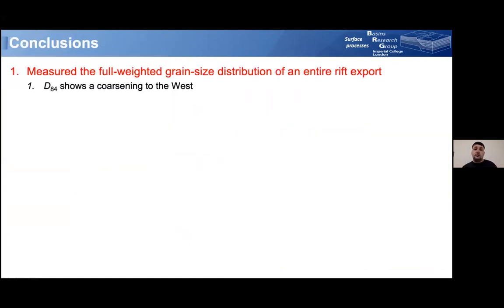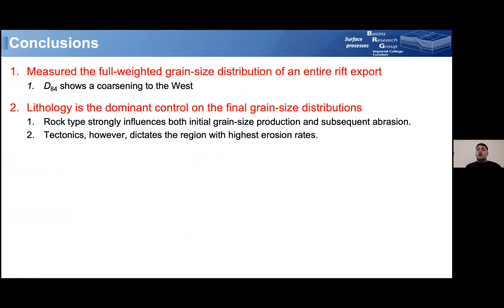So finally, to conclude, we measured the full weighted grain size distribution and found a coarsening to the west. We found that lithology is the dominant control on final grain size distributions. We hypothesize that this is because rock type strongly influences both initial grain size production in landslides, which is based on a wealth of data, and then subsequent abrasion, which again, there's a lot of data to support. However, we think that tectonics dictates the regions with the highest erosion rates.